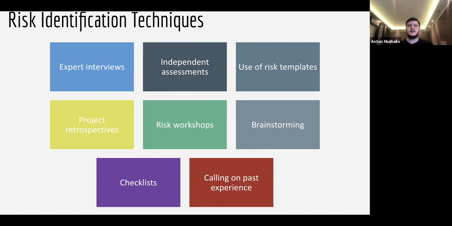This is the list of the risk identification techniques you might use. They are simple, they are very lightweight, but give you a good vision on what you can adopt. You can adopt not only one, but even 2 or 3, depending on what resources you have and what time you have.